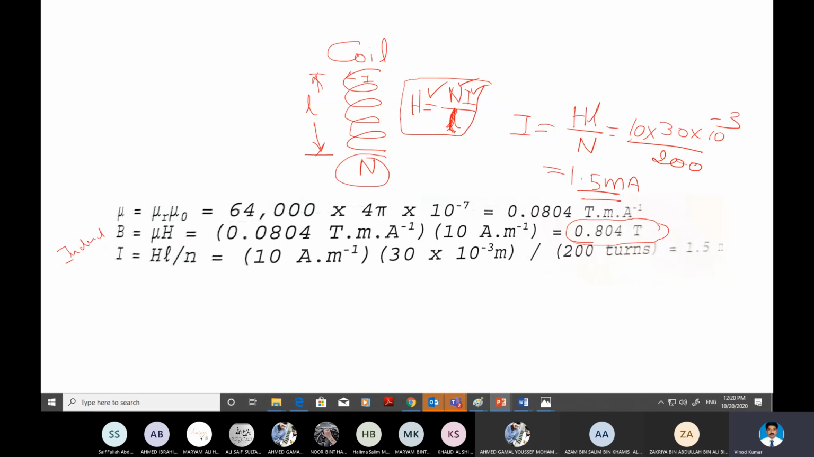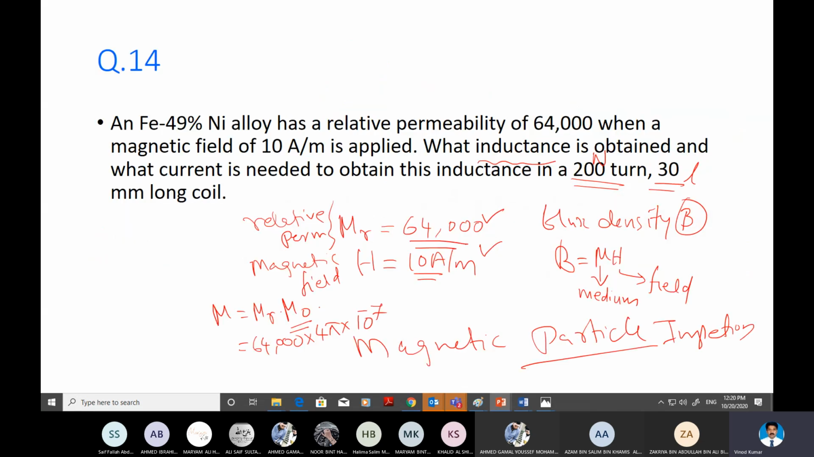Is that clear? So from the basic equation of H equal to NI over L, we get I equal to H times L divided by N. H is already given in the question. L is given as 30 millimeter, converted into meter, divided by the number of turns. You will get I. So this is the final answer, and the unit is milliampere. Any doubt in this question, please? I can explain if you need any clarification.